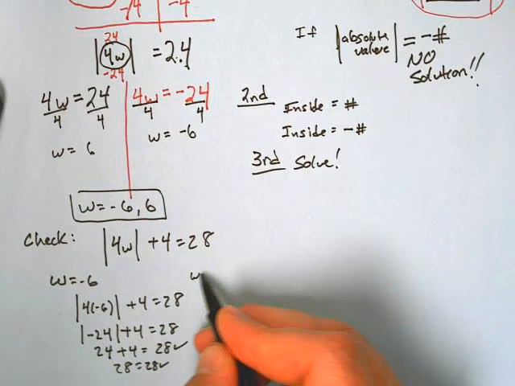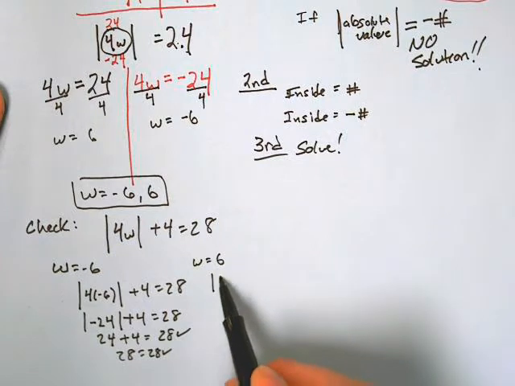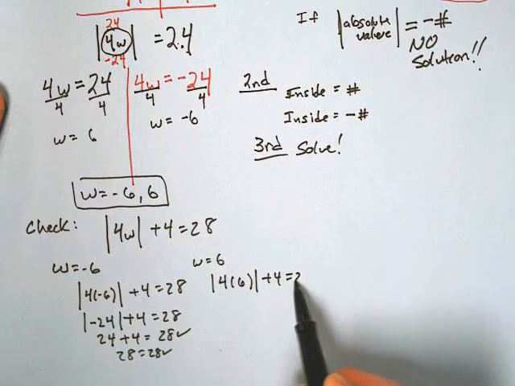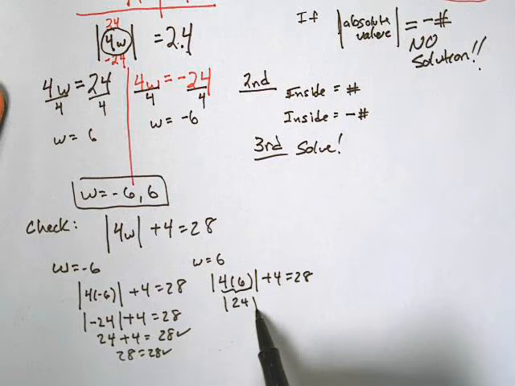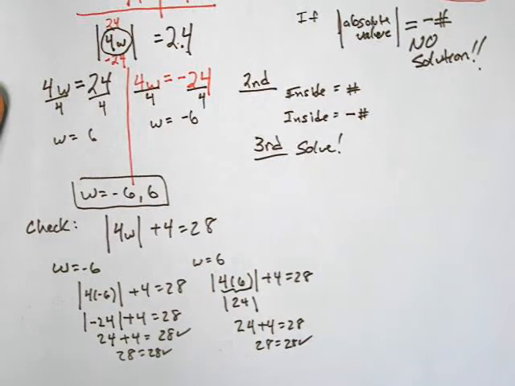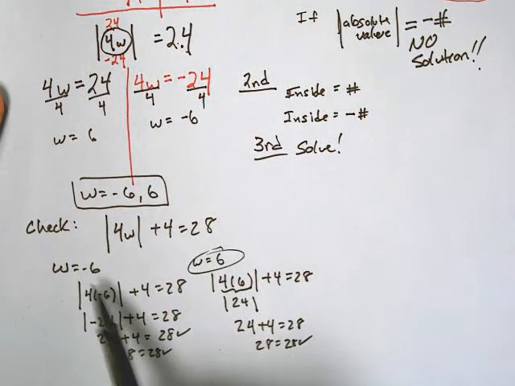If I were to try w equals positive 6, I think you could see I'd get the same thing. The only difference would be I'd get the absolute value of 4 times 6 plus 4 equals 28. This would be 24, and the absolute value of just 24 stays 24. And if you add 4 to that, you'd get 28 equals 28, another true statement. So I know for sure negative 6 and positive 6 are my solutions. A lot of students will only get the positive answer and forget the negative one, and that's why they'll get it wrong in ALEKS.